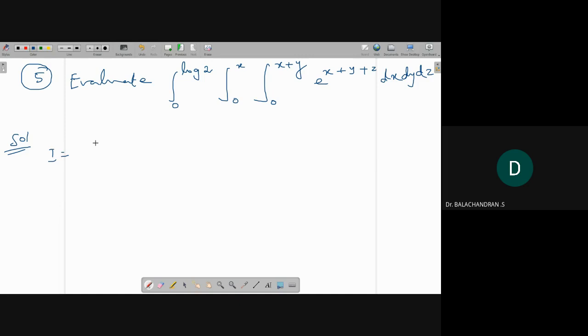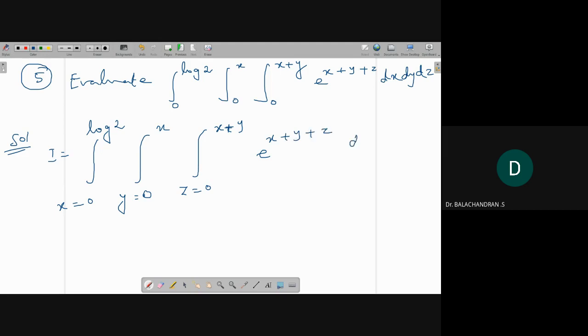I equal to: Z equal to 0 to x plus y, y varies from 0 to x, and x varies from 0 to log 2. The integrand is e power x plus y plus z. First you should write dz, and then dy, and then dx.